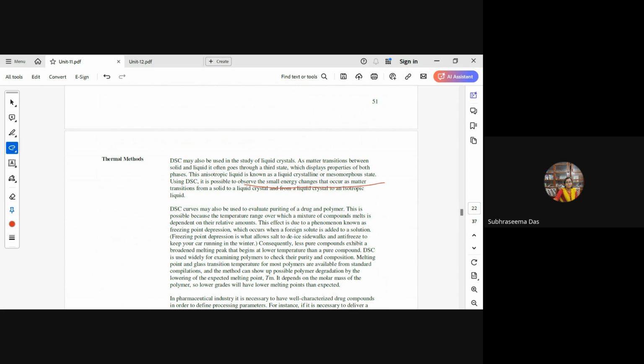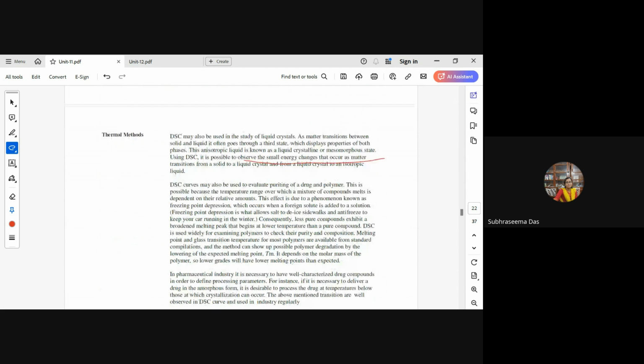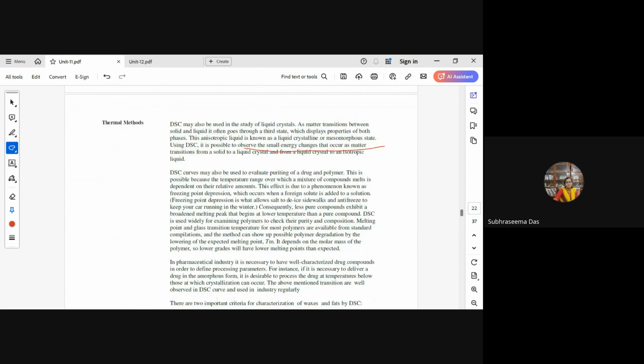So we were talking about the utility of DSC in the study of liquid crystals. Now DSC curves have also been used to understand the purity of drug and polymer interaction. This is possible when we understand the temperature range over which both the drug and polymer melt, and we can find out the amount of the drug that goes into the polymer.